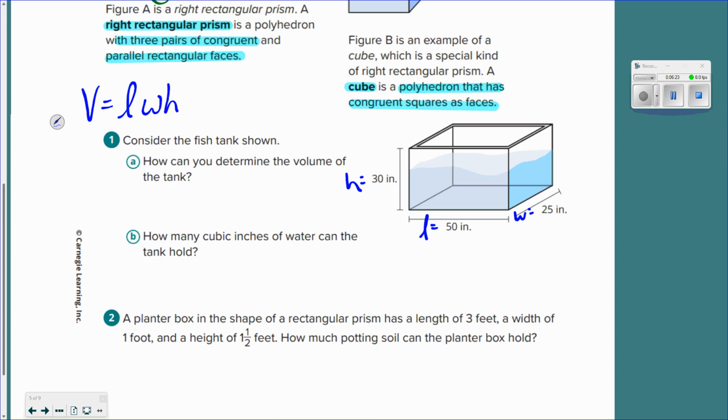That's what we're going to do next. So, how can I determine the volume? How many cubic inches of water can it hold? Then they give us a word problem to work. We'll give you guys about 5 minutes to work through these three. Try to do it on your own, then compare answers at the table.